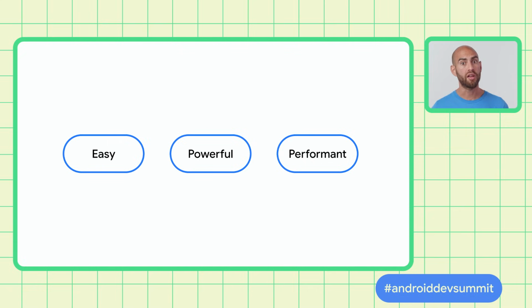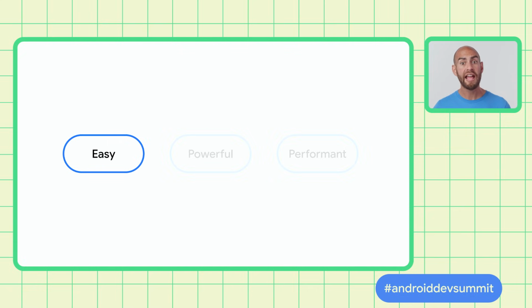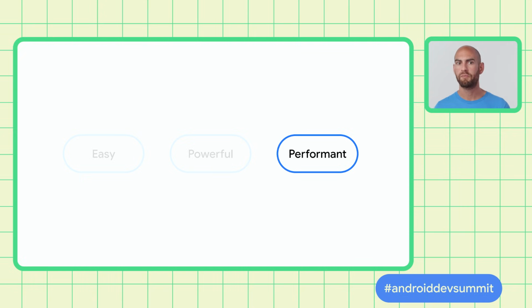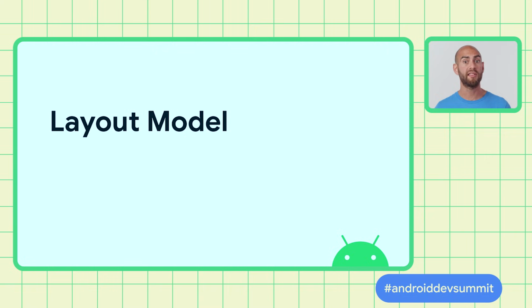The goals of the Compose layout system are that layouts are easy to create, especially custom layouts, that the layout system is powerful, enabling you to create whatever your apps need, and that they are highly performant. Let's see how Compose's layout model achieves these goals.